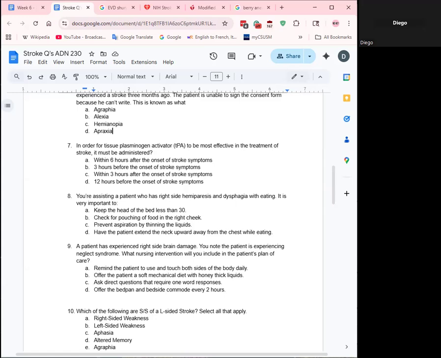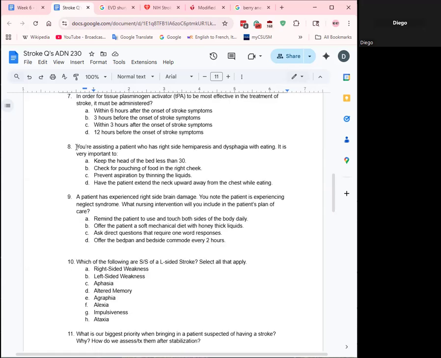Otherwise, they don't give the rTPA because the risk is higher than the reward. If the last known well time was 3 hours ago and you're still alive, part of it has kind of self-managed itself, and the rTPA is introducing more harm than good at that point.